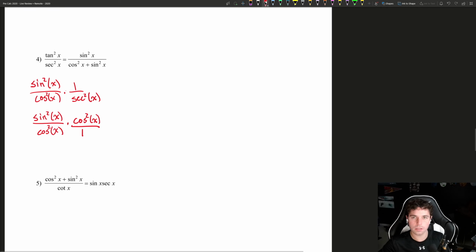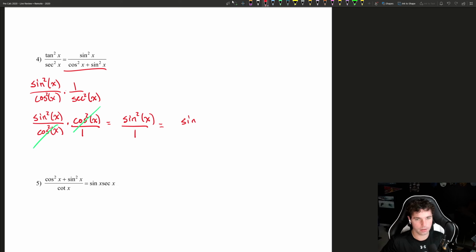So then we have this. You should notice that these two cosines cancel, and we're left with sine squared of x over 1. Normally you see cosine squared plus sine squared is equal to 1, and then you set that equal to 1. Normally you don't see 1 and then set that equal to cosine squared plus sine squared, but in this case that's what you do. Okay, so sine squared remains up top. We know from our identities that 1 is also equal to cosine squared plus sine squared.